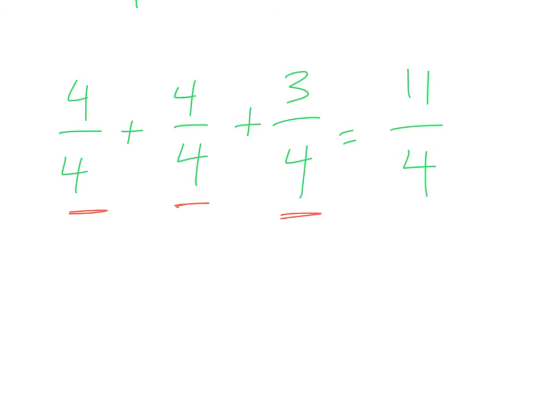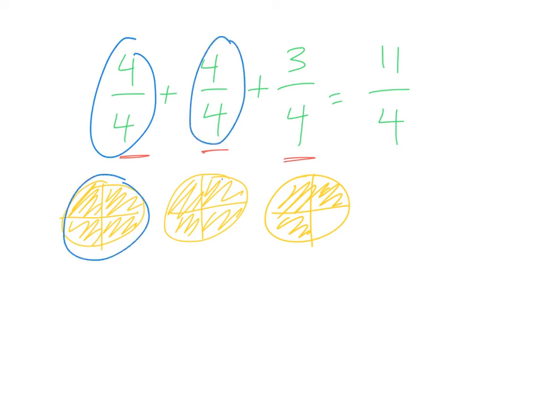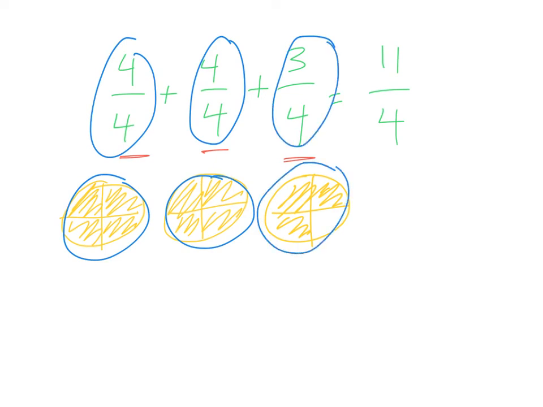Let's take a look back at that pizza slice that we had. So here are the pizza slices to make it easier to understand. Now, what we have here is 4 out of 4, right here, 4 out of 4. Here is another whole, 4 out of 4, 4 out of 4. And then this is our other fraction, 3 out of 4. And they all make an improper fraction, 11 out of 4. 1, 2, 3, 4, 5, 6, 7, 8, 9, 10, 11, which is the numerator, out of 4 slices.